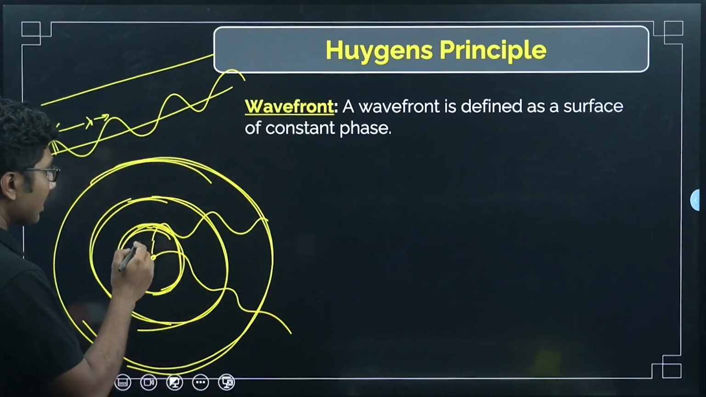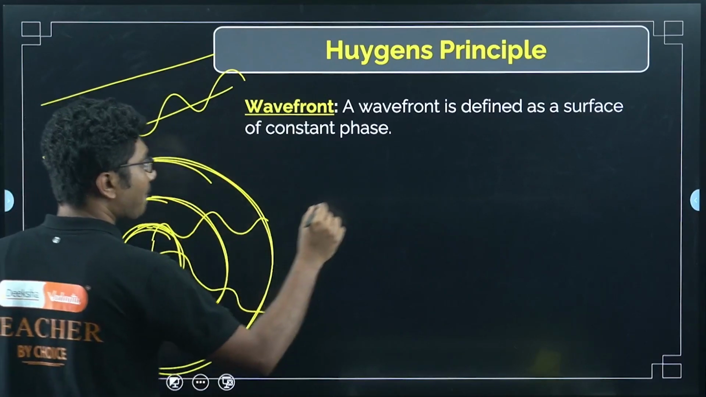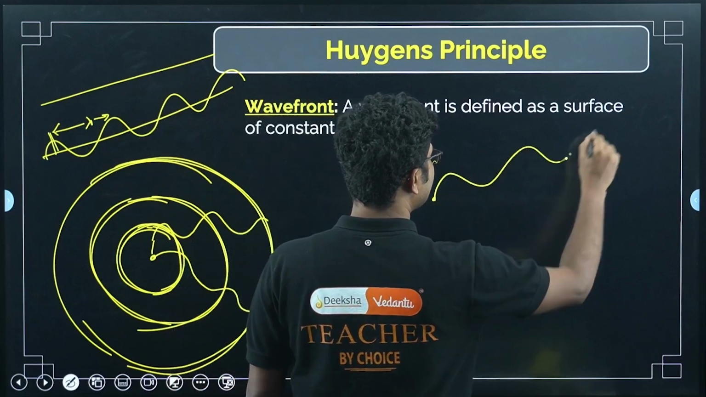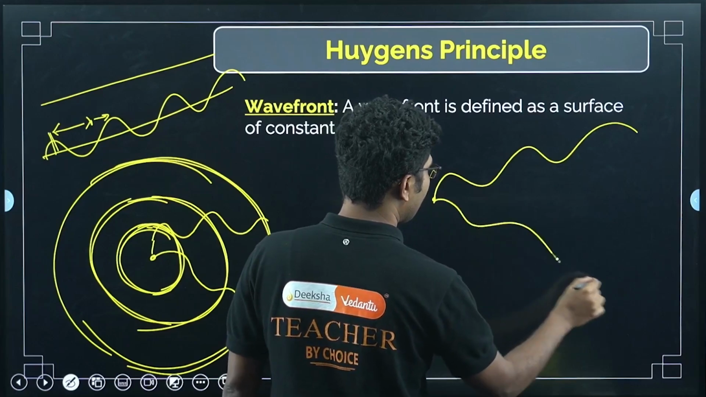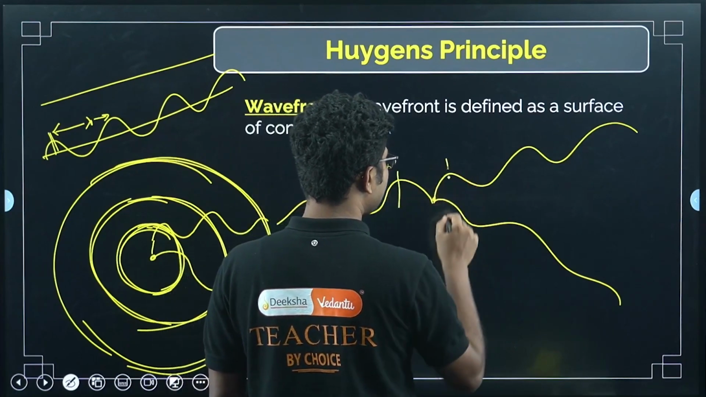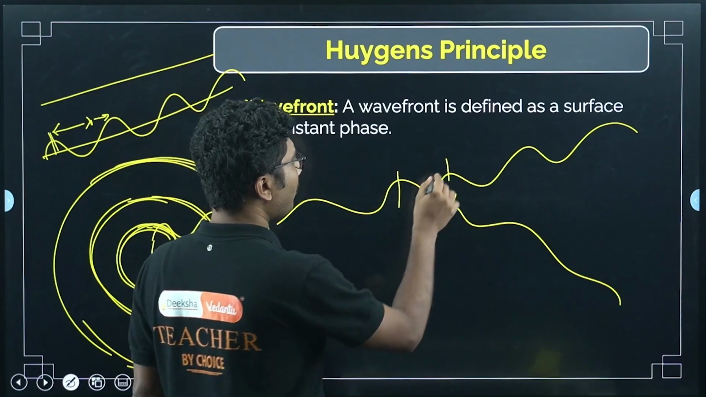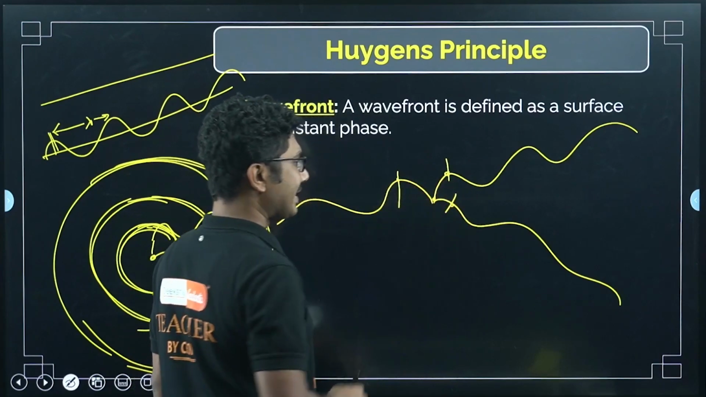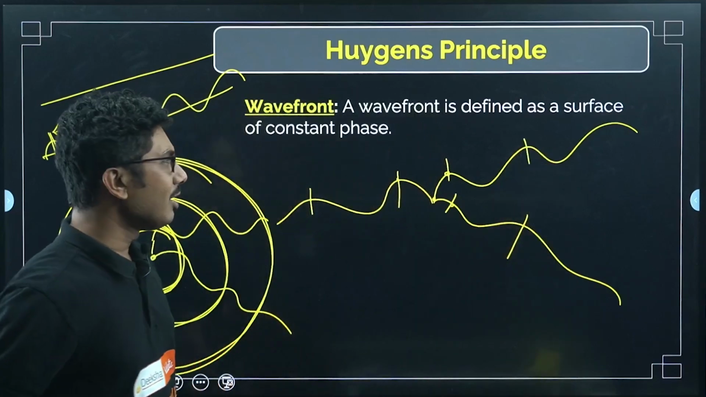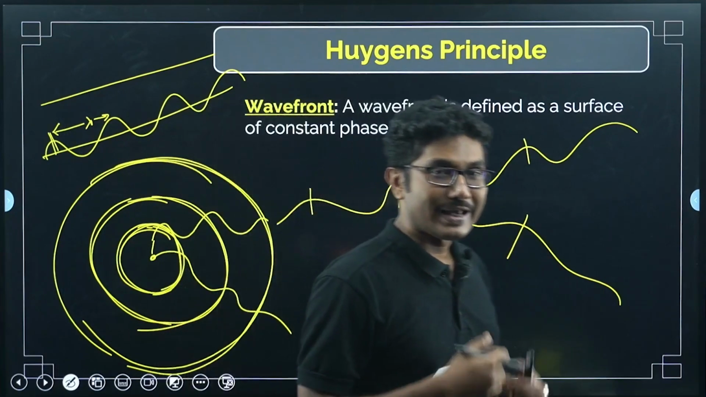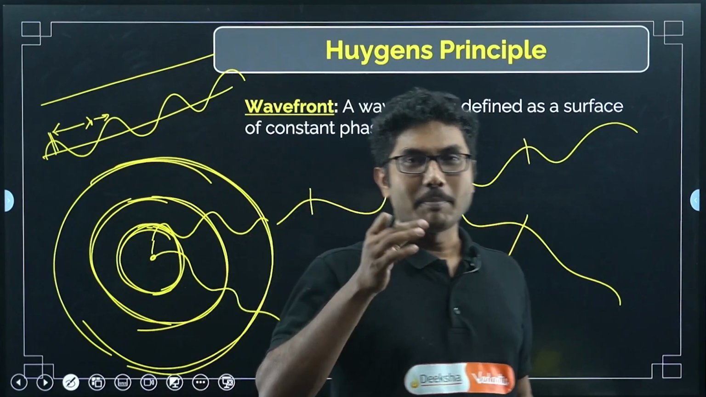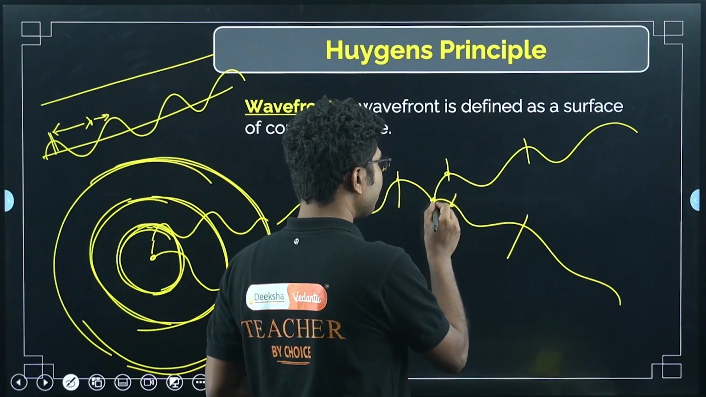Constant phase means, suppose there is a source from which light rays or some wave is starting. This is the first peak, this is first peak, this is first peak. Now all these points are in the same phase. Similarly, this is the second peak, this is second peak, this is second peak. They are all at the same phase. Phase means they all have the same time difference or same path difference from the source where they started.